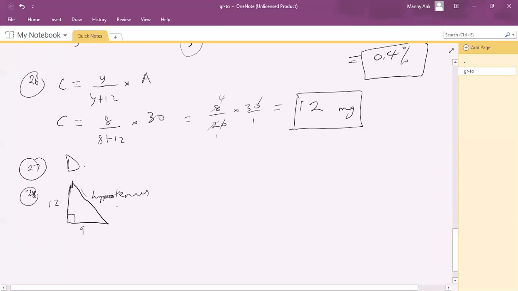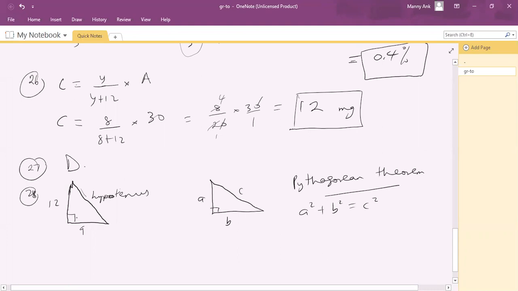Yeah, 15. Okay, right. So what theorem did you use here? There's a theorem that you have to use. It is A, B, and C in the right angle. Remember the Pythagorean theorem. It says that if I have a right angle triangle, A squared plus B squared is always equal to C squared. So here you're given 12, the short leg is A. So we have 12 squared plus 9 squared is equal to C squared. So you have 144 plus 81, that's 225, equal to C squared.